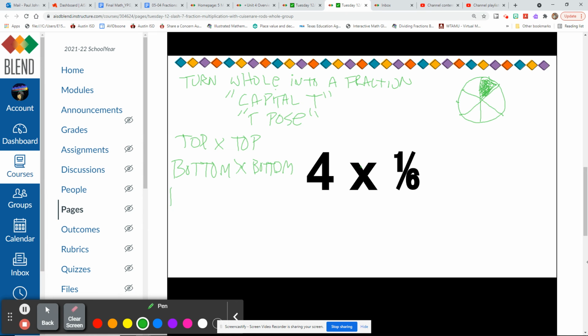And just simplify. Before it's time to say goodbye, don't forget to simplify. Simplify. Tired. Okay, anyway, so that says simplify. I promise it does. But we're gonna turn the whole number into a fraction, top times top, bottom times bottom, before it's time to say goodbye.